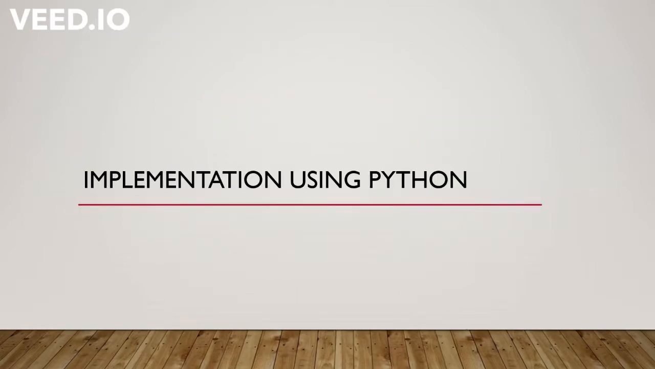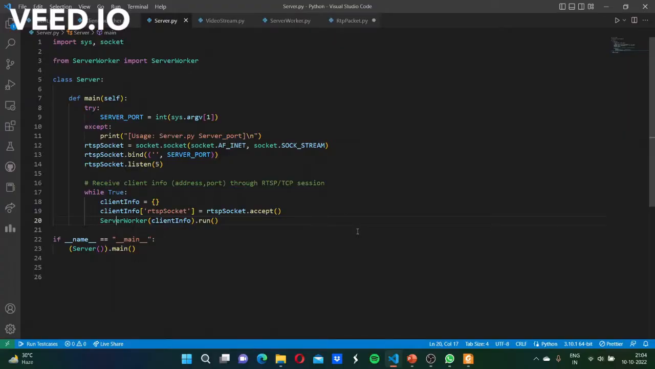Now I will explain the implementation using Python code. Now I will explain the server-side code. In the server-side code, I get the server port number from the command line argument. After that, I create a socket. I bind the socket with the server port number. After that, the server starts listening.